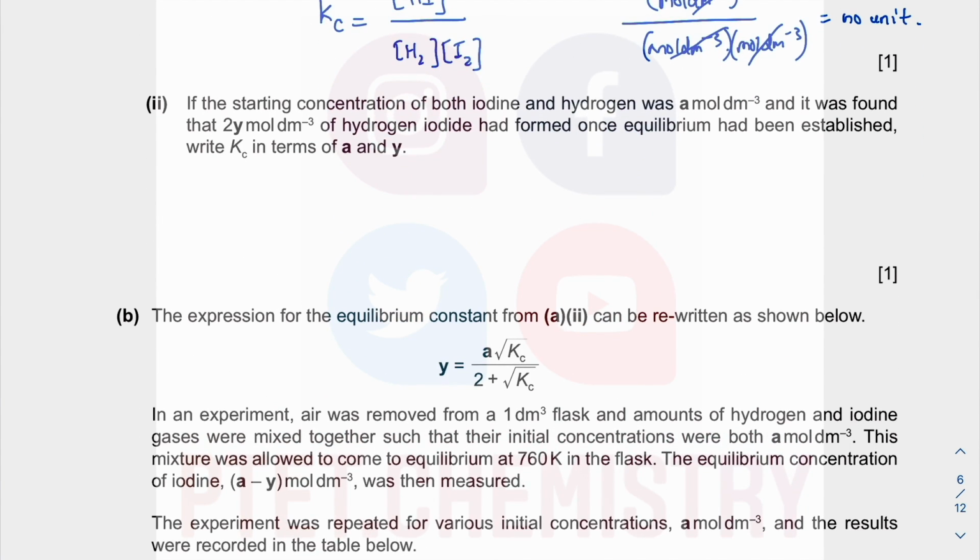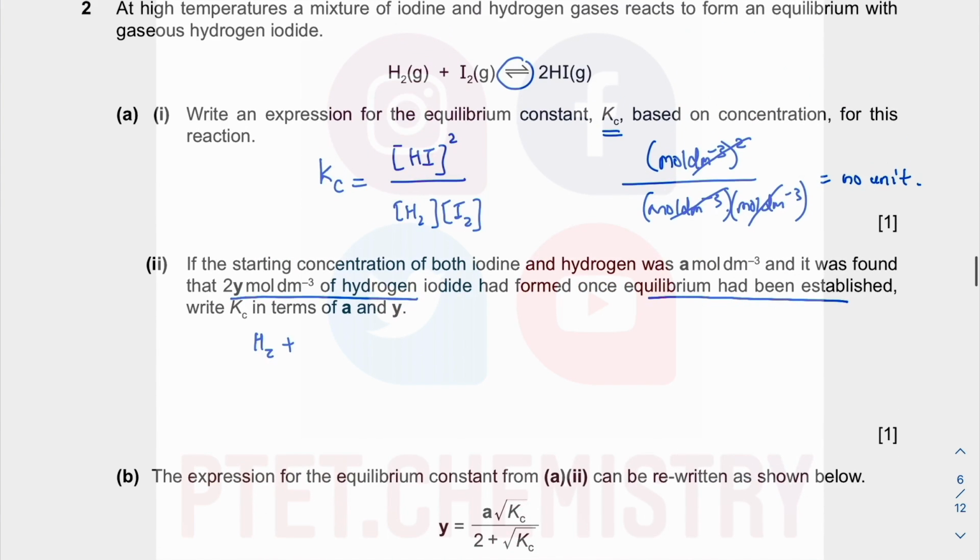So if the starting concentration of both the iodine and the hydrogen was A mole per dm cube, and you get 2y mole per dm cube of hydrogen iodide. So this is a very common equilibrium Kc kind of question, yeah? So the best thing you could do is really set up an equilibrium table.